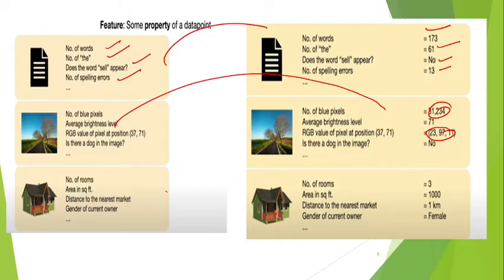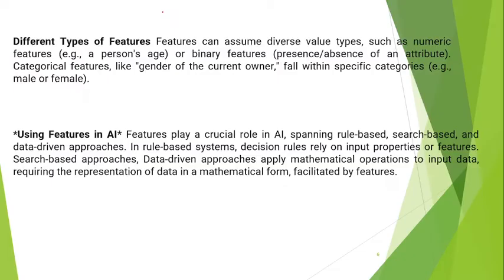Now if I say, this one also, the number of rooms available, area of square feet is 1000, and the distance from the nearest market is 1. These are the features of it, and these are some properties of a data point which are represented here. Different types of features, I can say a feature can assume values that are numerical, binary, and gender. All those things come in your features.